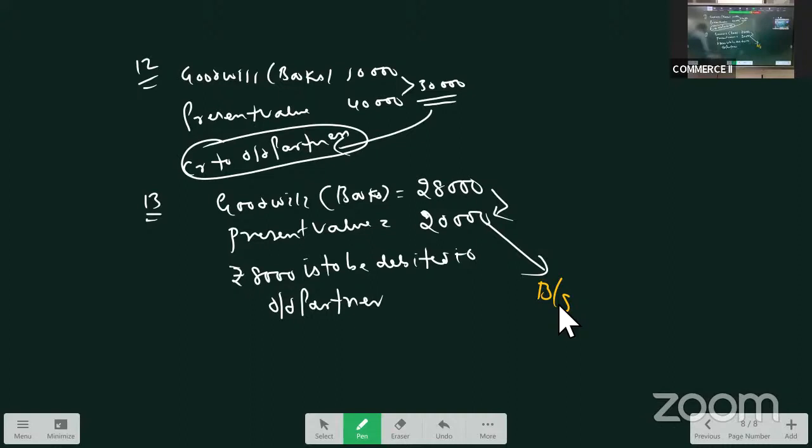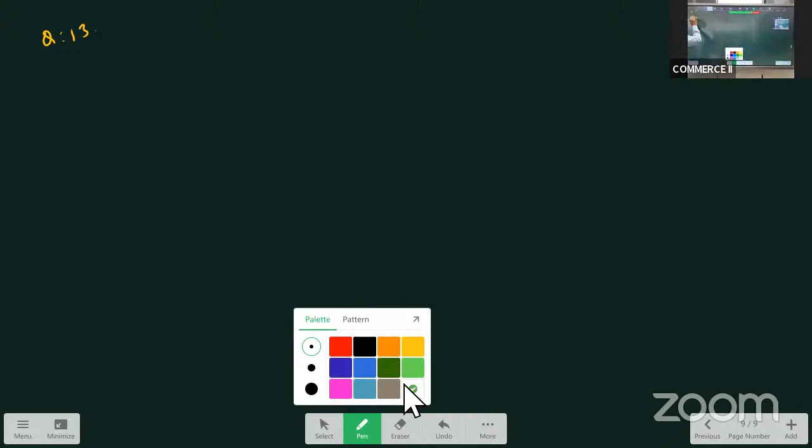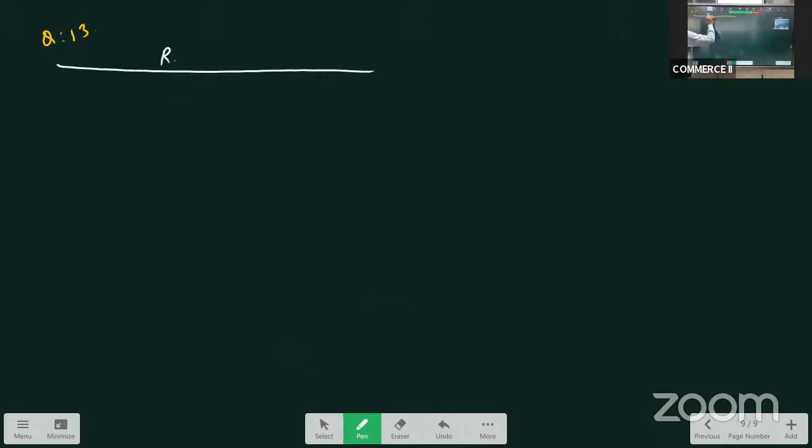Okay. So we'll start with revaluation. They decided to admit Kiran into partnership on the following condition. Kiran has to bring 25,000 as capital. Machinery and furniture depreciated by 10%. Building be appreciated by 20%. Stock by 10%. Okay. So this is question number 13. I am preparing revaluation account.